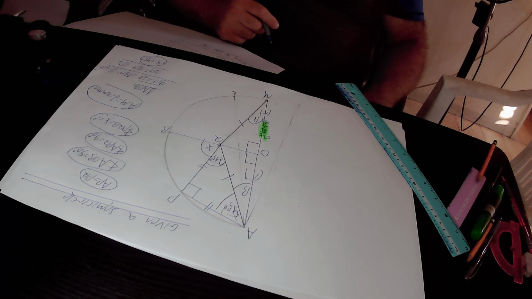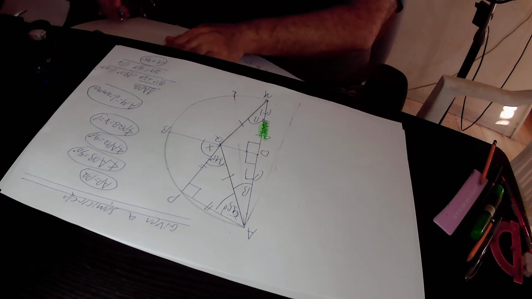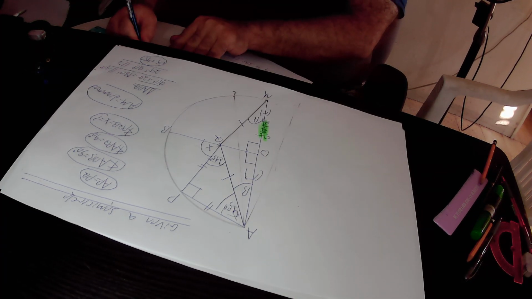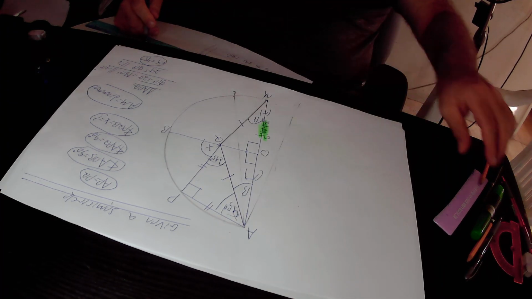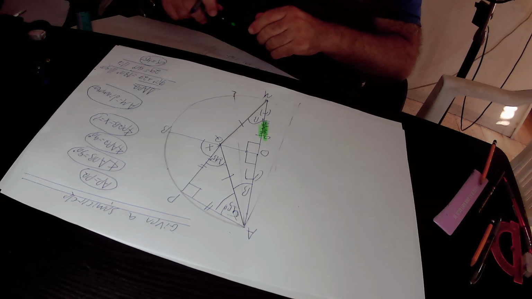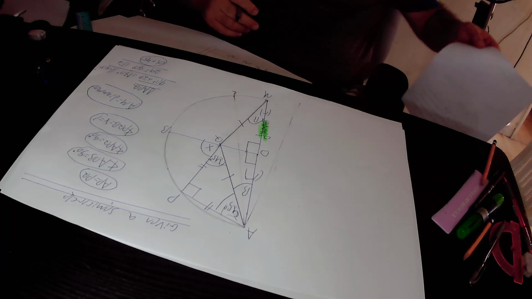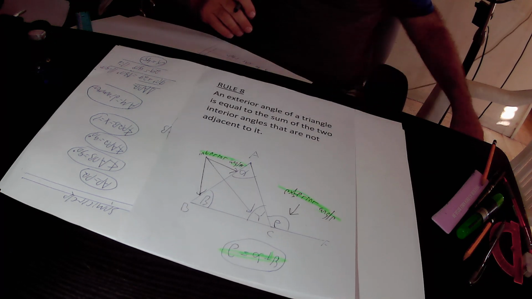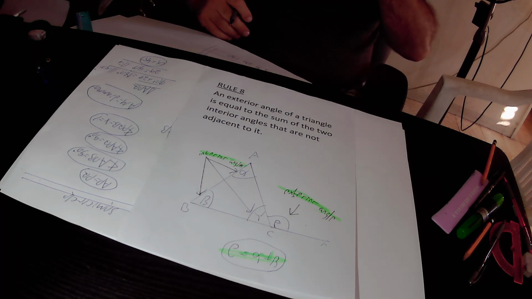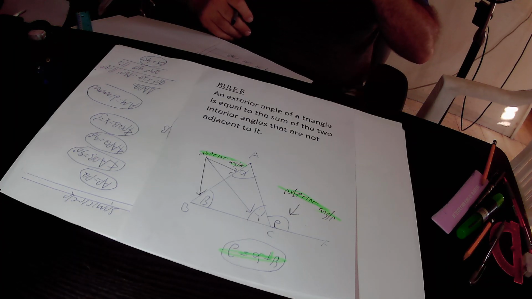In the next step, I will present to you a new rule and we'll implement the new rule in our drawing. The new rule is actually Rule 8. According to Rule 8, an exterior angle of a triangle is equal to the sum of the two interior angles that are not adjacent to it.